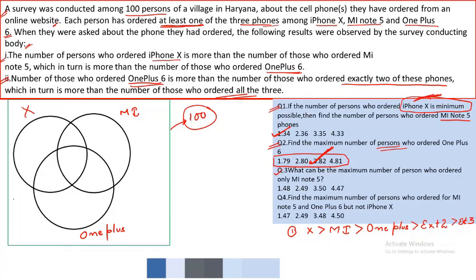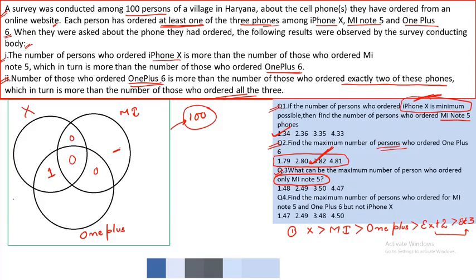Now let's look into the third question. What can be the maximum number of persons who ordered only Mi Note 5? So only Mi Note 5, this region, we have to maximize this region. In order to maximize this region, we'll try to make this region as low as possible, and it can go to 0. So if all the 3 regions are made 0, this region would be made 0. Also exactly 2 has to be greater than exactly 3. So we'll put 1 over here. Now we'll try to maximize this.